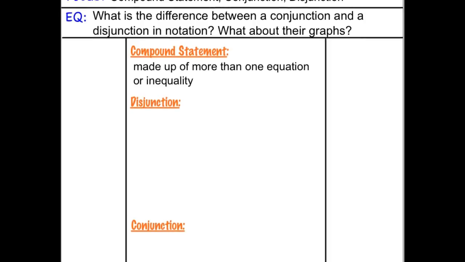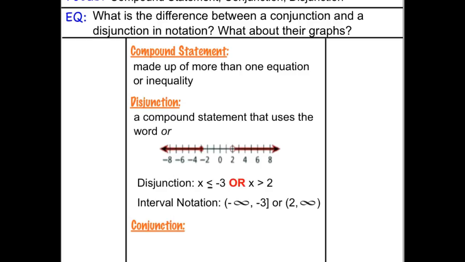So then a disjunction is a compound statement that uses the word or. So a disjunction is x is less than or equal to -3 or x is greater than 2. So the interval notation is negative infinity, comma, -3, union 2, comma, infinity.